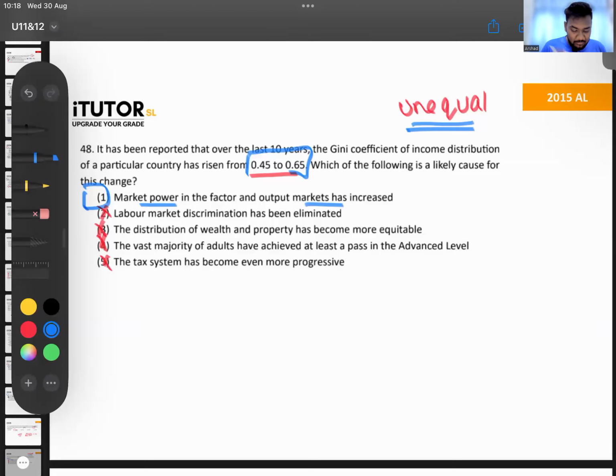Number 2, labor market discrimination eliminated. Now, let's say they have discrimination against ladies. Let's say in Sri Lanka, for ladies, they pay low salaries. Now that discrimination has been eliminated. They have removed it. So what does that mean? That means even the poor ladies now get a higher income, right? So that will reduce income inequality. So the one that has increased income inequality can be number 1.